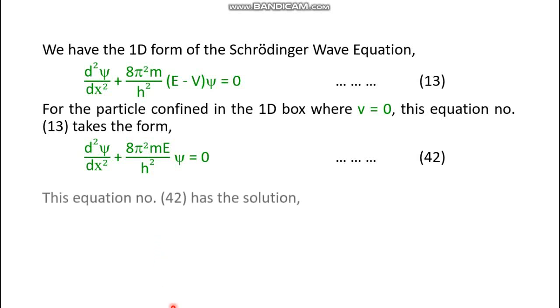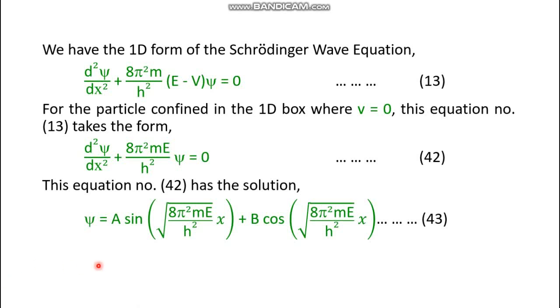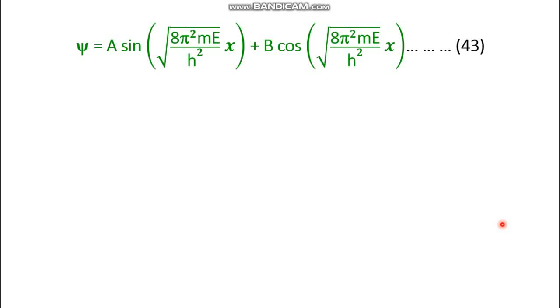So the solution of equation number 42 has the form psi equals a sin root k x, where root k means root over 8 pi square m E by h square, plus b cos root k x, that is, root over 8 pi square m E by h square, then x. This is equation number 43, where a and b are constants.